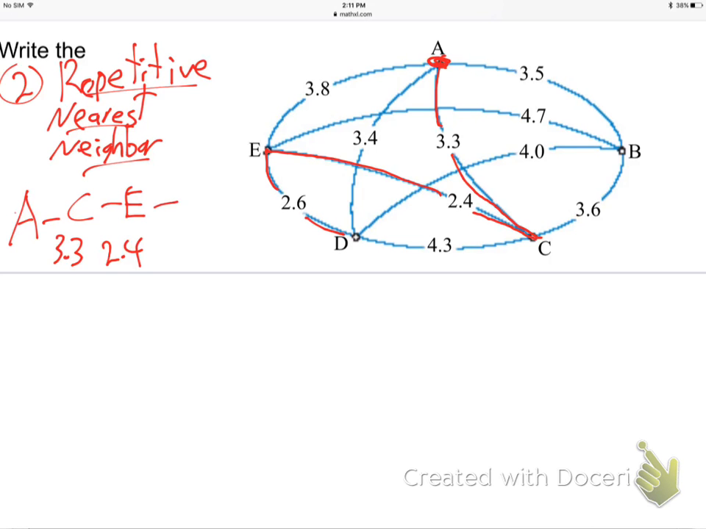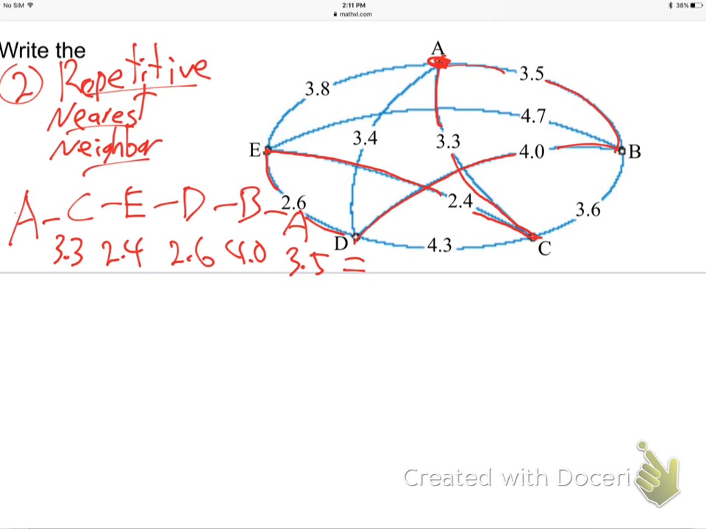D, right, for 2.6. And once you've gone to D, don't waste your time. There's only 1 city left. You've got to go to that city and you've got to go home. So you've got to go to B, which is 4.0. And you've got to go back home to A. From B to A is 3.5.